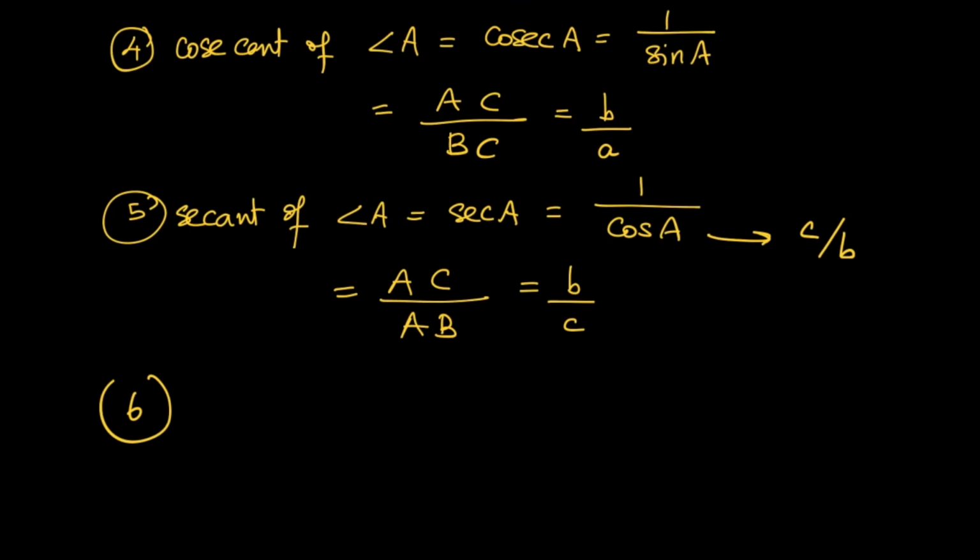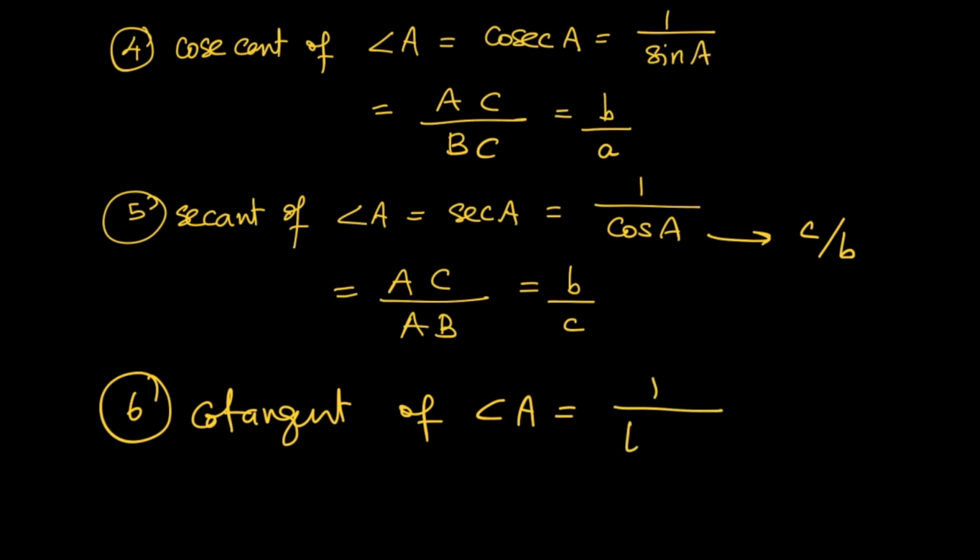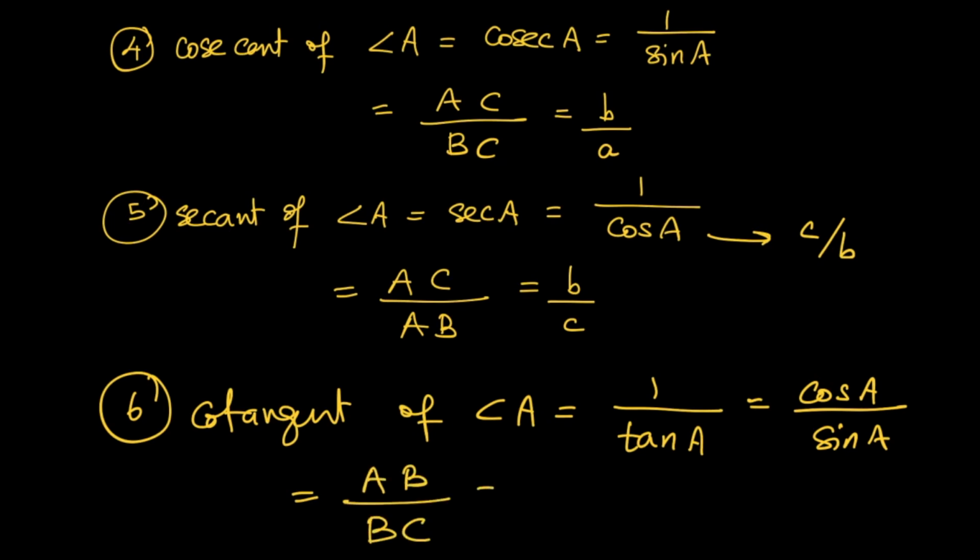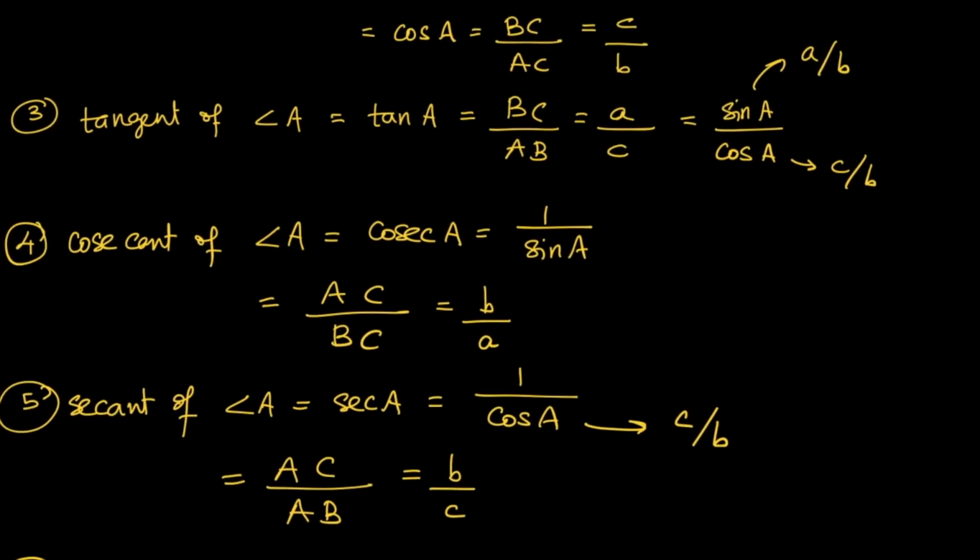And the last one, the sixth trigonometric ratio, is cotangent of angle A, and it is defined as 1 over tan A. Because tan A is nothing but sin A by cos A, this is also going to be cos A divided by sin A, and it comes out to be the ratio of the side adjacent to angle A divided by the side opposite to angle A, which is AB divided by BC. AB is small c and this is small a. And you can see that this is nothing but the reciprocal of tan A.